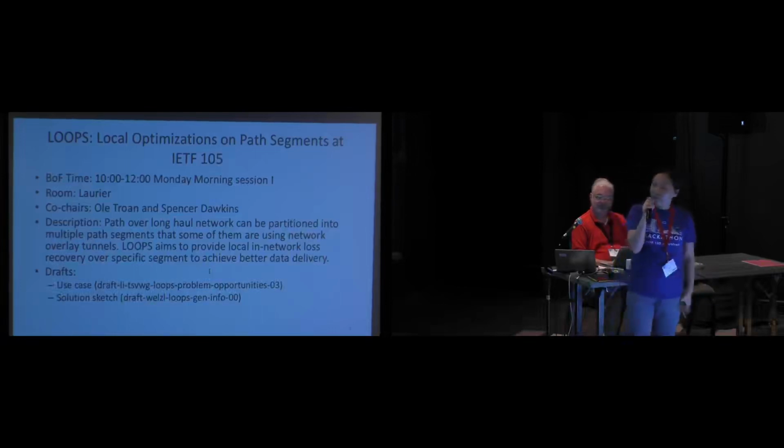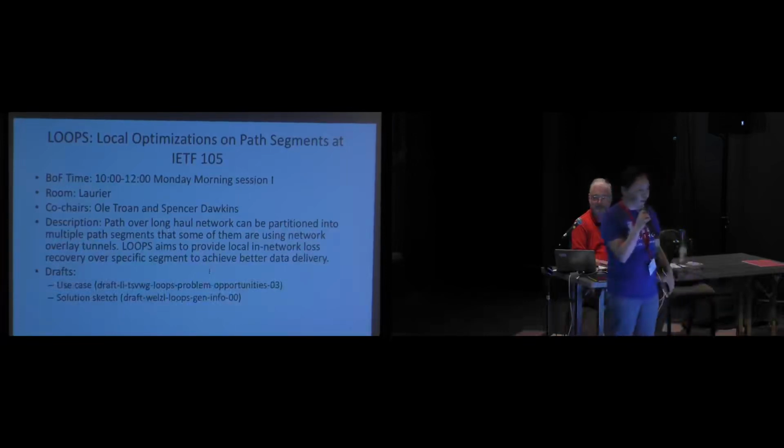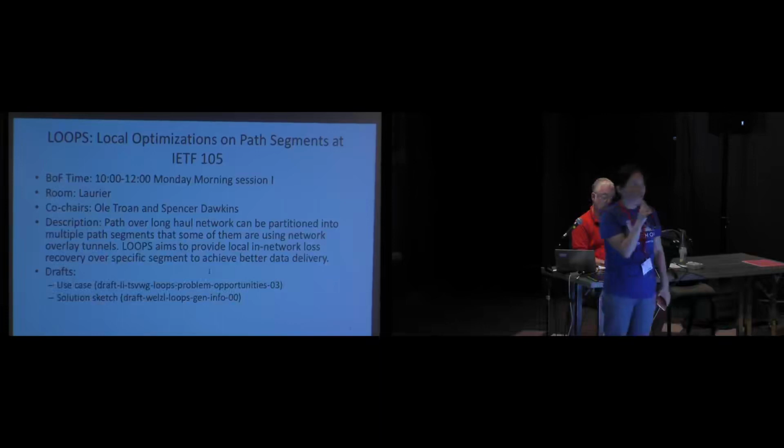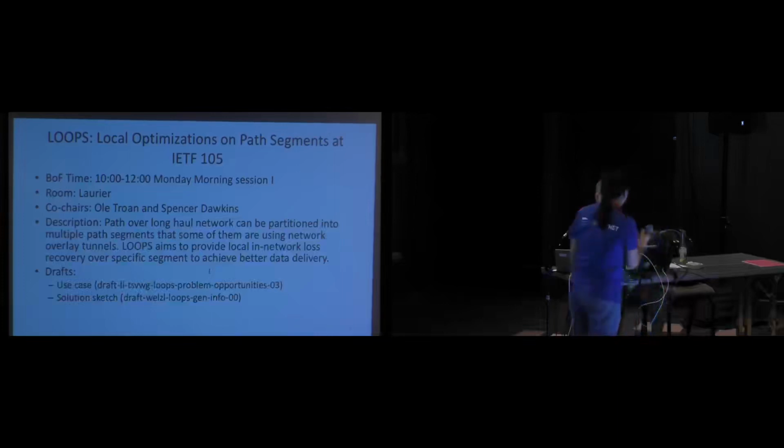Give a very simple description. The path of a long-haul network can be naturally or purposely partitioned into multiple segments via possibly like a tunnel stitching. So loops aims to provide loss recovery locally over some specific segments. So that's the basic idea of loops. So here are 2 pointers of the drafts. So please read them and please join us tomorrow morning, 10. Okay, thanks.